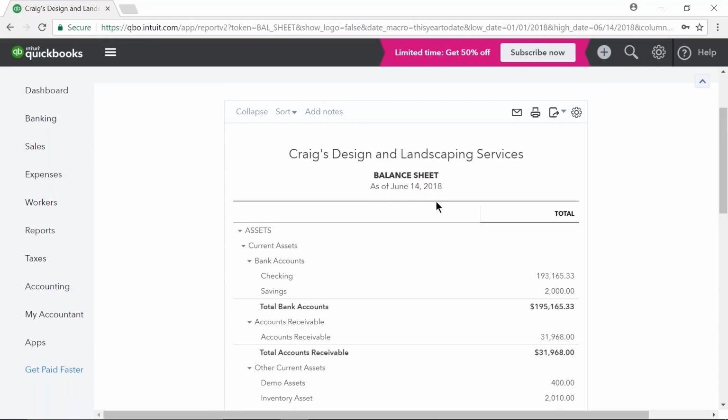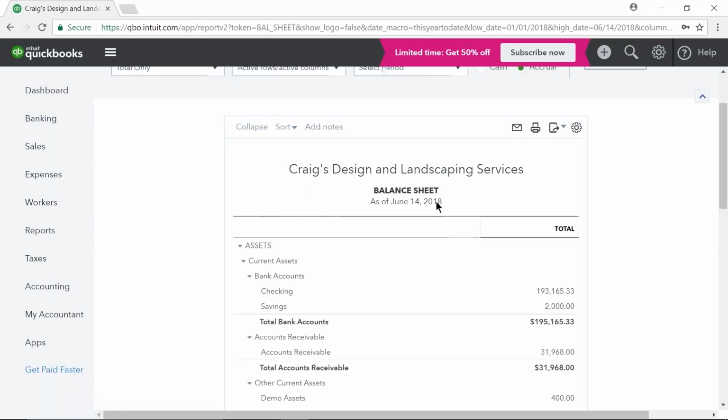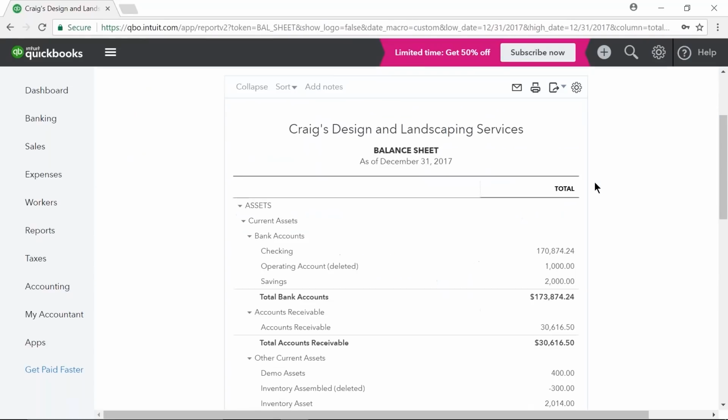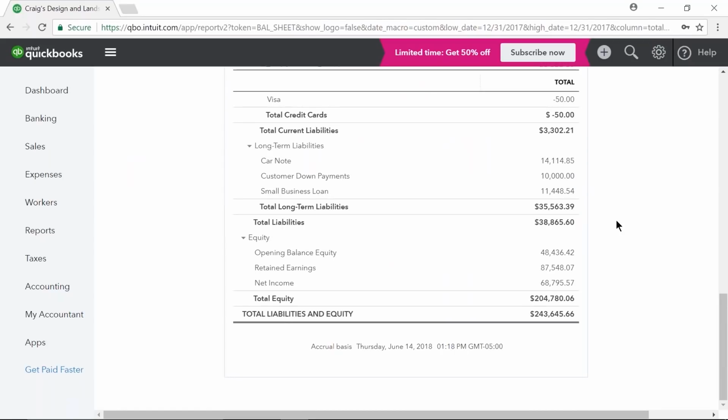Well, let's jump in our time machine. And we're going to go look at this business from the point of view of the end of last year. So here for the date, I'll put in the end of 2017. And then we're going to run the report from a different point of view. And then I'm going to scroll down. And down here, we can see that the retained earnings went down. And we have a different net income, because now the balance sheet is showing me the net income of 2017 instead of 2018.